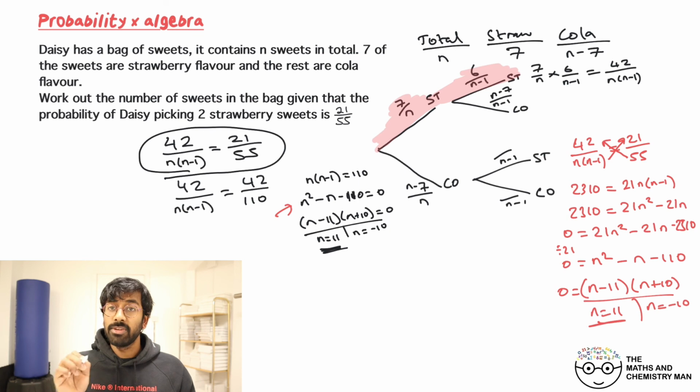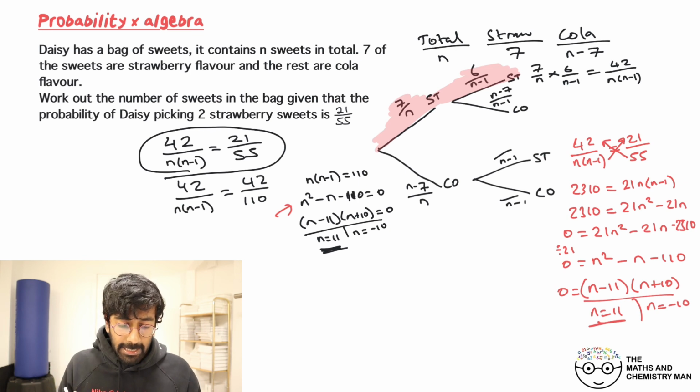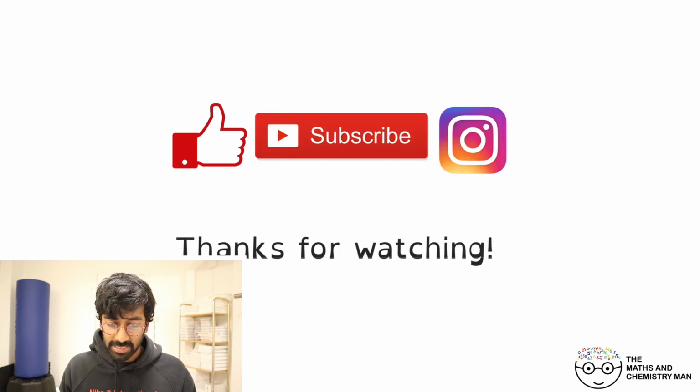Obviously, you're going to go with 11. Okay, so that's done. That's all we needed to find, I think, wasn't it? N sweets there, work out the number of sweets in the bag. Yes, so we found that 11 sweets is the total there. Perfect. So that's a great question. Hopefully you've got that. If you didn't, I hope you now know how you can solve that question.